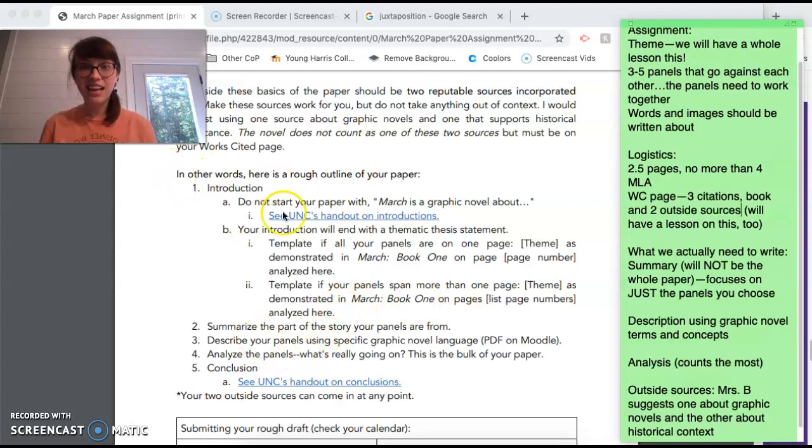I don't often hand this out. I usually make you do this and we go over it in class, but well, we're not in class. We are just doing this. So here's a rough outline.